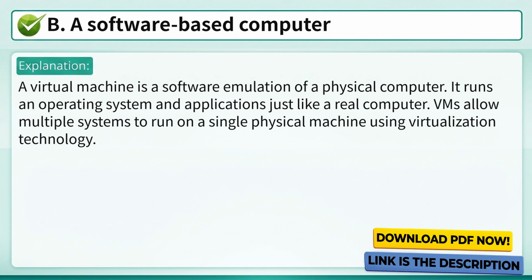A software-based computer. Explanation. A virtual machine is a software emulation of a physical computer. It runs an operating system and applications just like a real computer. VMs allow multiple systems to run on a single physical machine using virtualization technology.